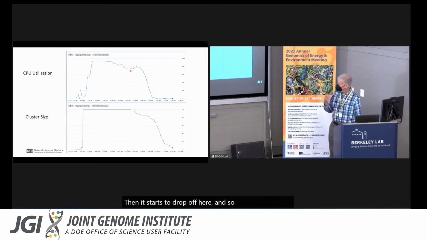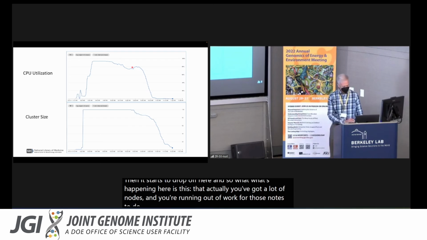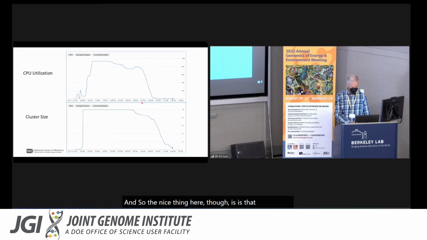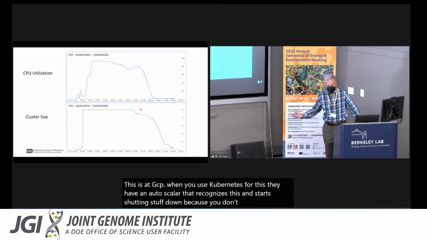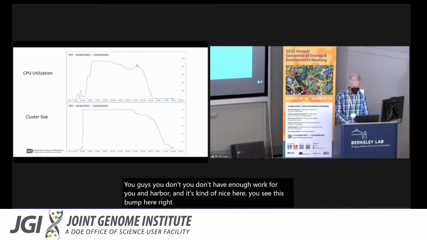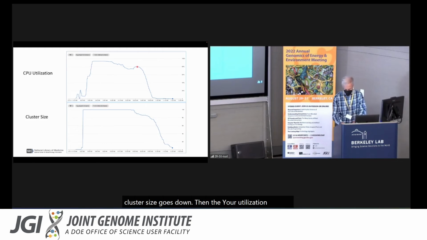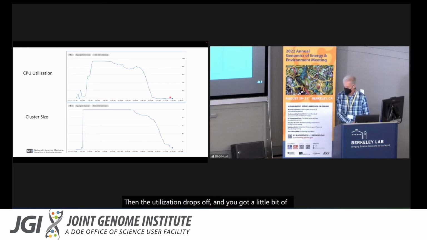And so what's happening here is that actually you've got a lot of nodes and you're running out of work for those nodes to do. And so the nice thing here, though, is that Kubernetes, this is at GCP, and we use Kubernetes for this, they have an autoscaler that recognizes this and starts shutting stuff down because you don't have enough work for your entire cluster. And what's kind of nice here is you see this bump here, right? And I kind of think that's probably because as the cluster size goes down, then your utilization goes up. And at some point, then the utilization drops off, and you get a little bit of stragglers there. But at the same time, you see the cluster size just really drops off there.